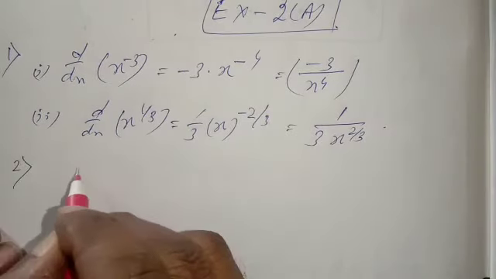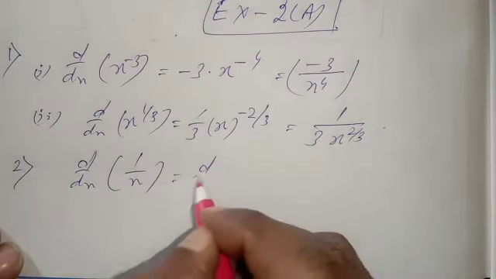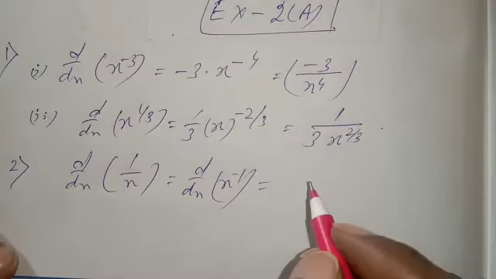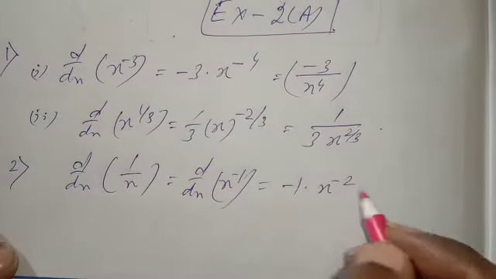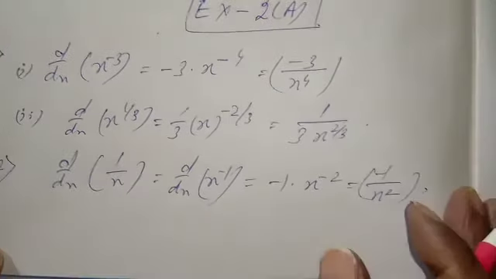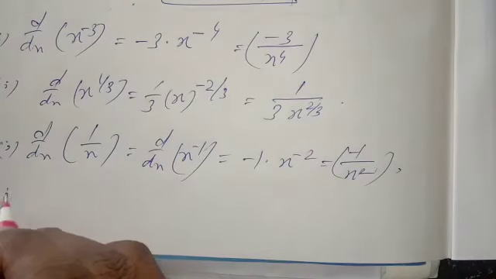Number 2, d by dx of 1 by x is given. This is nothing but d by dx of x to the power minus 1. Then this will be minus 1 into x to the power minus 2, which is equal to minus 1 by x square. And this is the answer. Number 2 first part is complete.